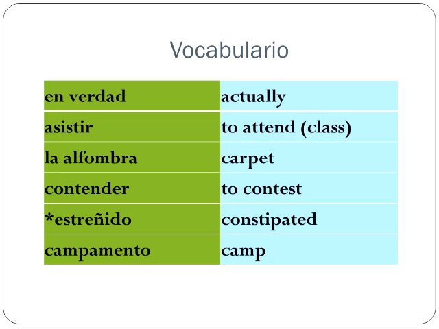So let's take a look. En verdad is actually. Asistir is to attend. La alfombra is carpet. Remember, la carpeta is folder, not carpet as you would think. So la alfombra is carpet. Contender is to contest. If you want to say constipated, the correct word is estreñido. And then we have campamento is camp.